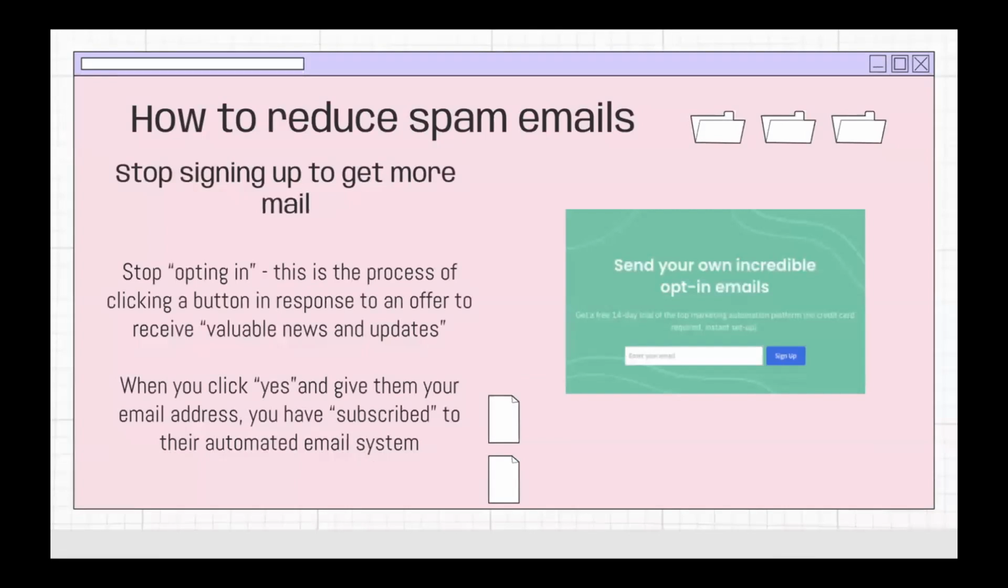So how do you stop signing up to get more mail? Stop opting in. This is the process of clicking a button in response to an offer to receive valuable news and updates. When you click yes and give them your email address, you have subscribed to their automated email system.